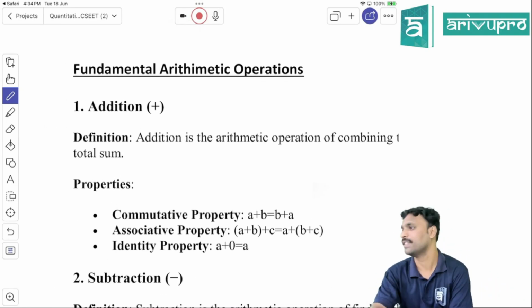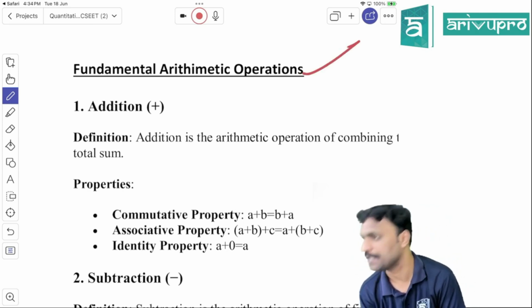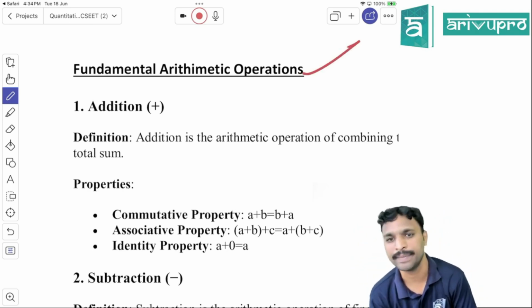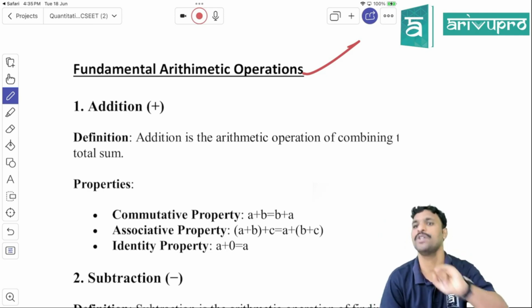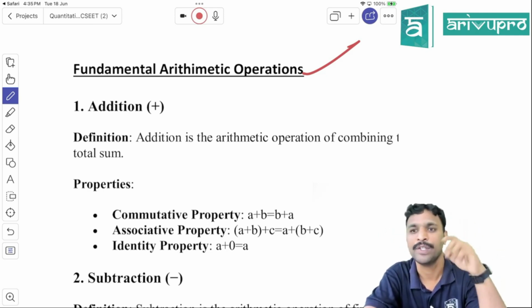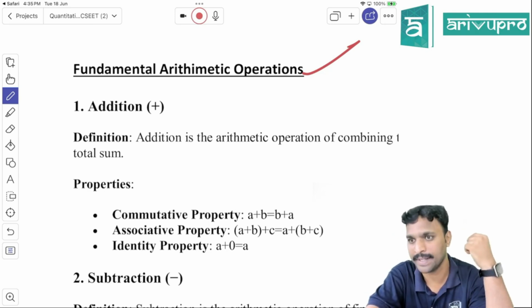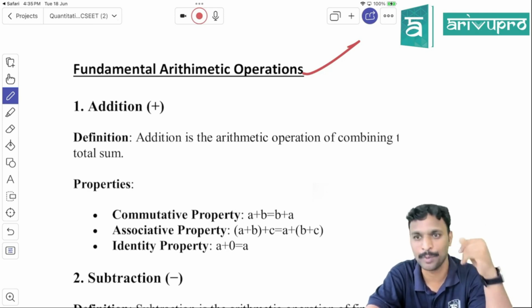Let's move on to the next concept: fundamental arithmetic operations. What are the fundamental arithmetic operations? We have addition, subtraction, multiplication, division. There are some rules that you have to understand: there is a commutative property, there is an associative property, there is a distributive property.